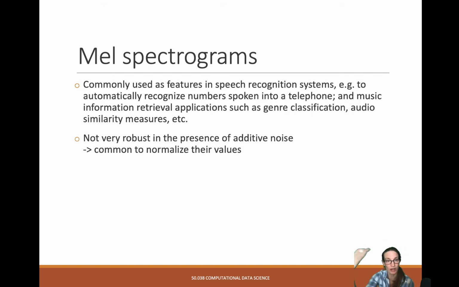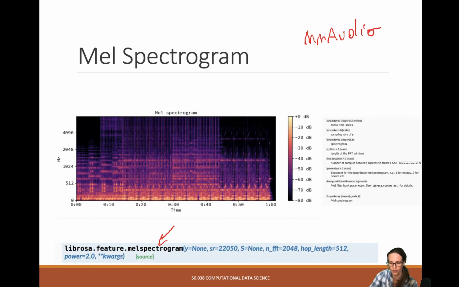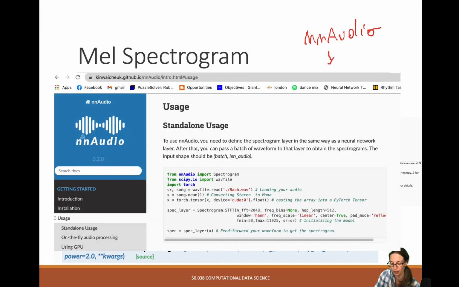That being said, once you have the spectrogram, you can just feed it into a convolutional neural network, and it has been done for things like genre classification, audio similarity measures, etc. Okay. In this slide, I still have LibRosa, which has a simple MEL spectrogram function. Even if you're using Keras, you can use NN Audio to get a similar spectrogram function. Just check out the GitHub, there are very nice tutorials on there.